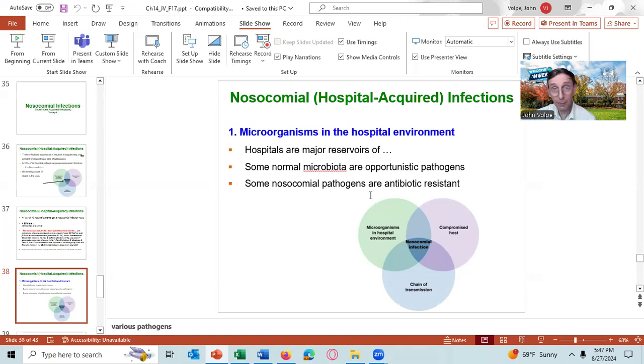Hospitals are a major reservoir of disease. Microorganisms are present in the hospital environment. Obviously, sick patients are in the hospital for a reason, and they have microbes. Some nosocomial infections are normal microbiota that become opportunistic pathogens. And then to make matters worse, some nosocomial pathogens are antibiotic resistant. So microorganisms are present in the hospital environment. Obviously, there are sick patients. And then just in the air, there's microbes in the air too. That can be a nosocomial infective agent.